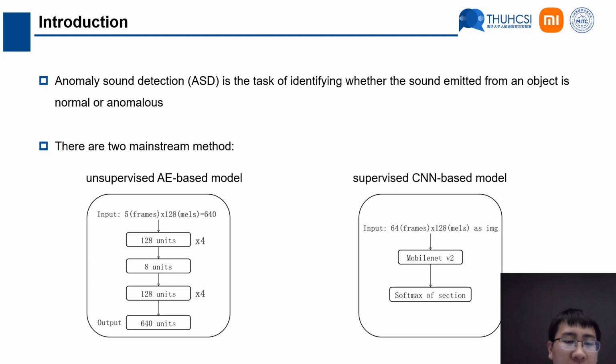There are two mainstream deep learning-based methods in the DCASE challenge: the unsupervised autoencoder-based model and the supervised CNN-based model. The main idea of an unsupervised model is to learn the inherent consistency of the normal sounds and then classify samples as anomalous or normal by the deviation of a sample from normal sound properties.